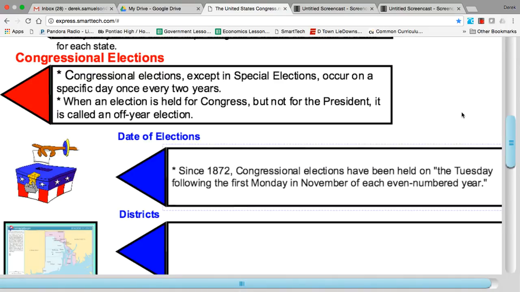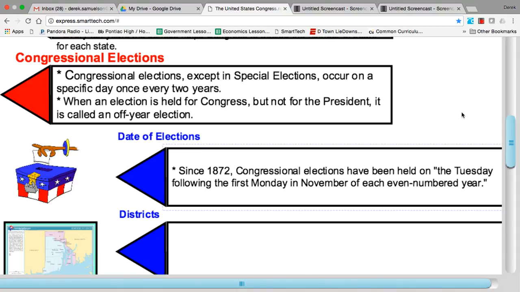Now, since 1872, we've had a fixed date for elections for the entire country. Since that time, elections have been held on the Tuesday following the first Monday in November of each even-numbered year. The Tuesday following the first Monday in November of each even-numbered year. So it's always on a Tuesday, but it's never going to be the first day of the month.